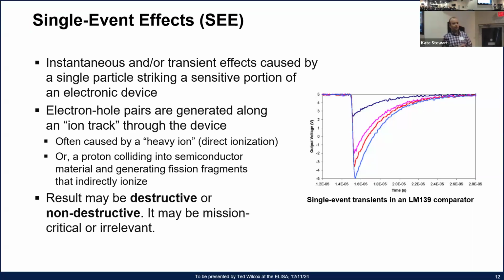This can also be caused by protons that collide with our semiconductor material. These are more nuclear effects. So now we have secondary fission fragments that come off, and they can add even more complexity to this. It's called indirect ionization. But ultimately, the results here, talked about a couple slides before, are either destructive or non-destructive, and those have very different ways that we have to handle them.